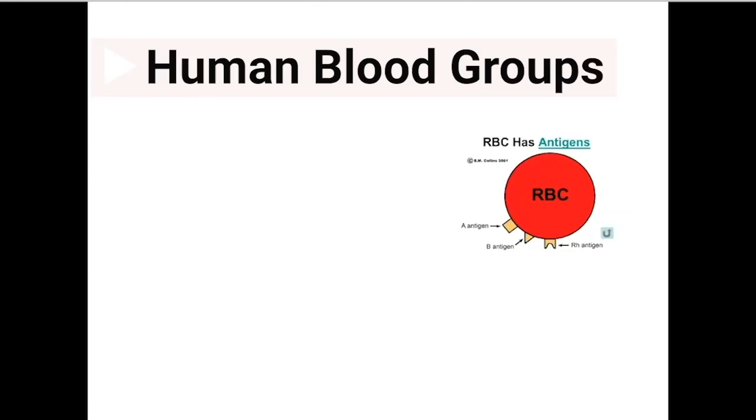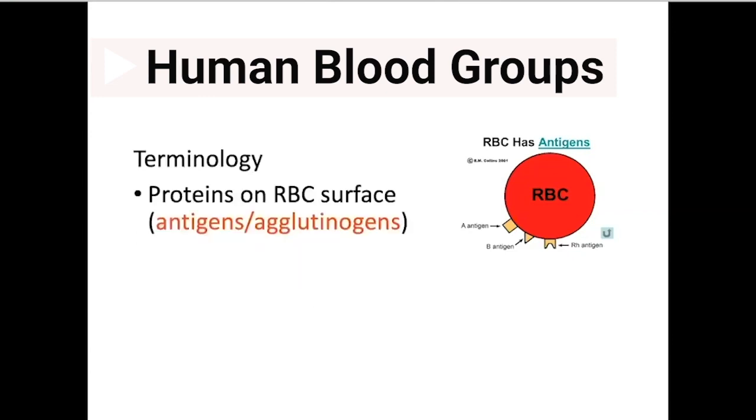Let's look at the human blood groups. We'll need to understand some terminology first. Proteins on the surface of the red blood cells, called antigens or agglutinogens, determine your blood type.